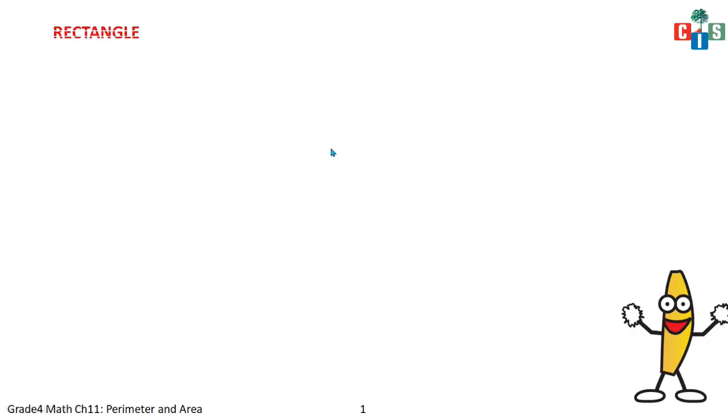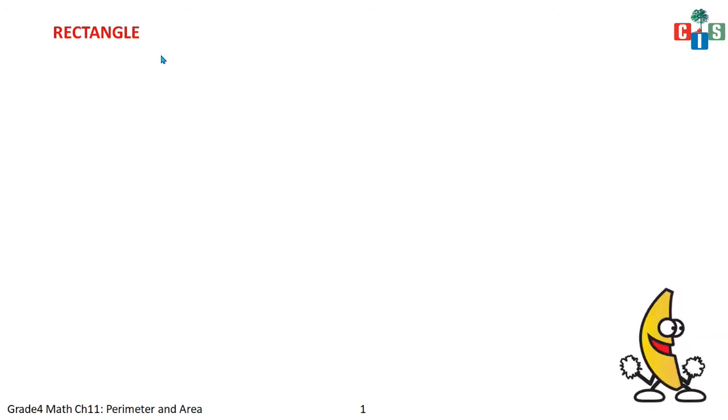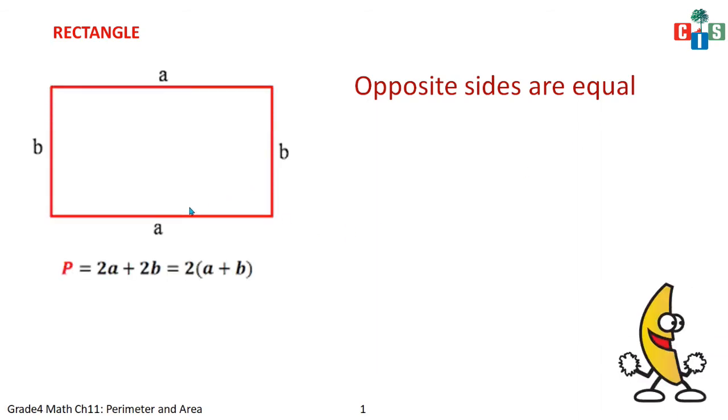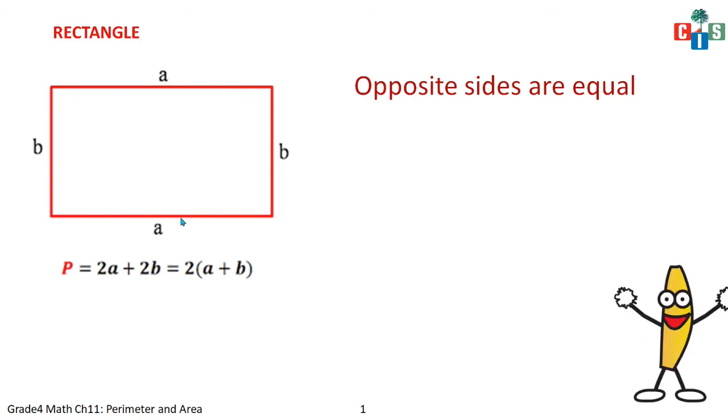Let's take the shape of a rectangle. What is the important characteristic of a rectangle? A rectangle has opposite sides equal. That's how you recognize a rectangle. So is this a rectangle? Yes, because the opposite sides, the B and B, are equal and the A and A are equal. So opposite sides are equal and this is a rectangle.